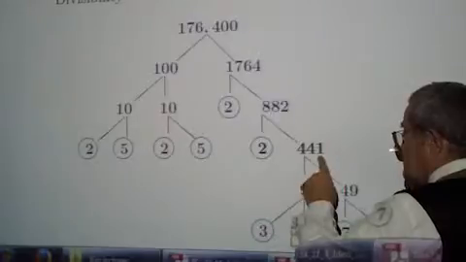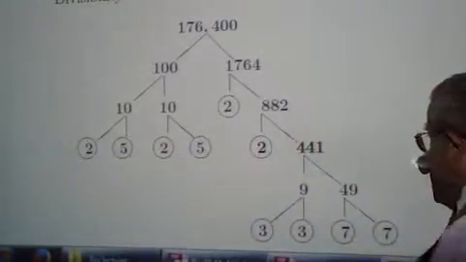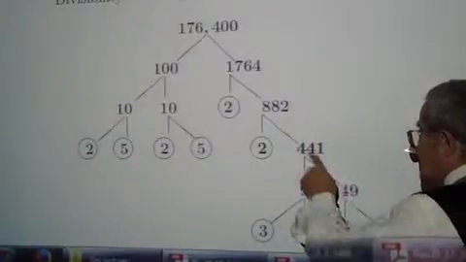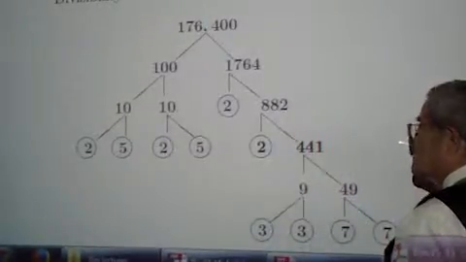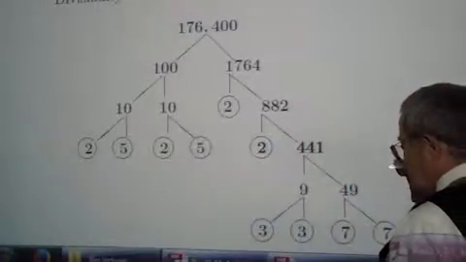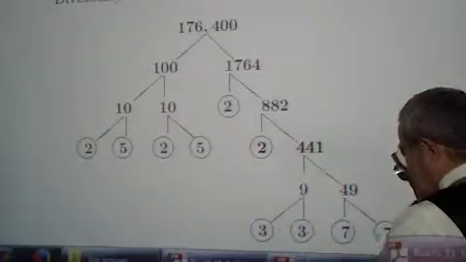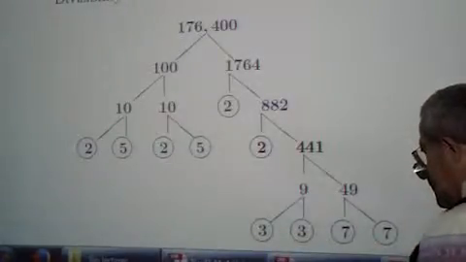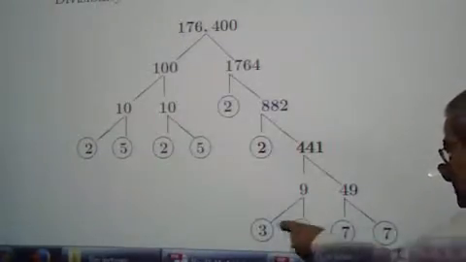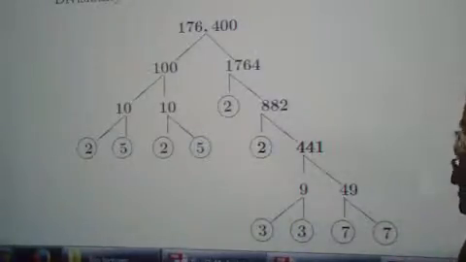I cannot divide by 2 anymore, but I can divide by 3. Yes, the sum of the digits is 9. If the sum is 9, I can divide by 9. So this is 9 times 49, that's 441. The 9 breaks up as 3 times 3. The 49 is 7 times 7. A pair, a pair. Oh, aren't we glad we got pairs of factors?